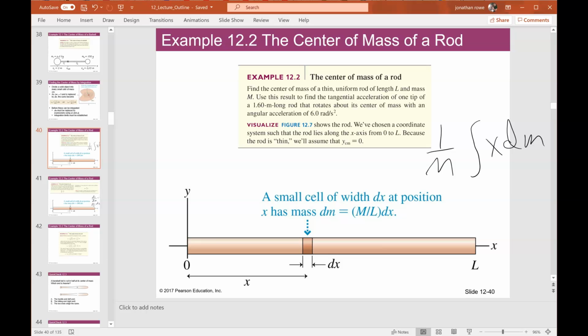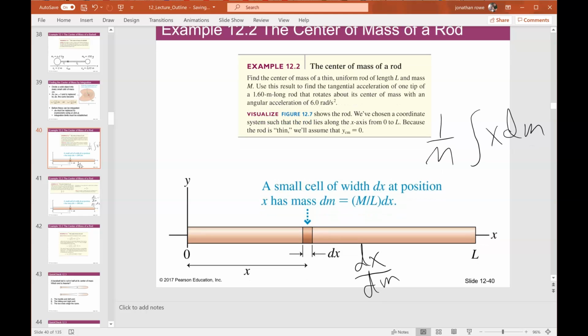So how do we do that? I could say dx is to dm. Since this is a uniform rod, dx is just the tiniest length of the rod imaginable. The full length of the rod is L, so dx is to dm just as L, the full length of the rod, is to the full mass of the rod. And that's the case because it is a uniform rod.